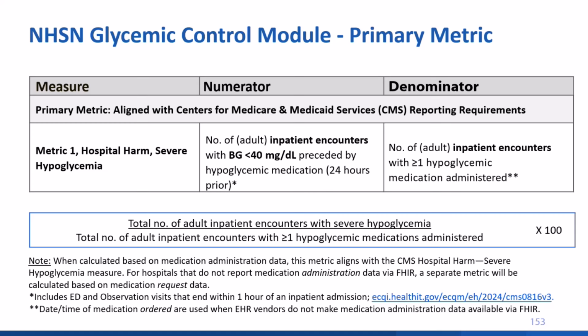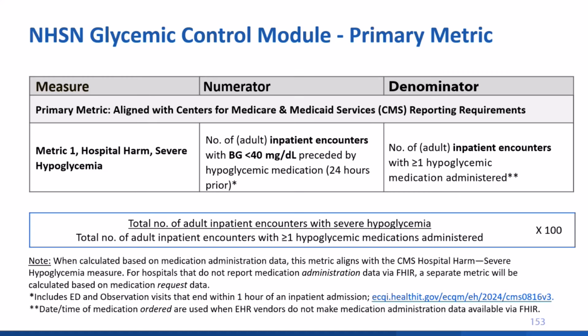First, we have the primary metric aligned with the Centers for Medicare and Medicaid Services, CMS, reporting requirements. It calculates the number of adult inpatient encounters where the patient was administered at least one hypoglycemic medication and suffered harm of a severe hypoglycemic event, over the number of adult inpatient encounters where at least one diabetic medication was administered.